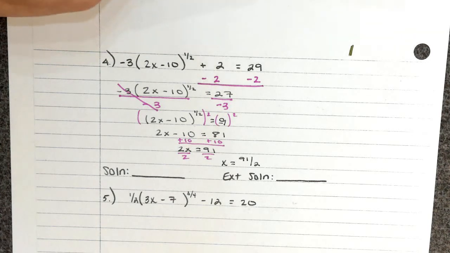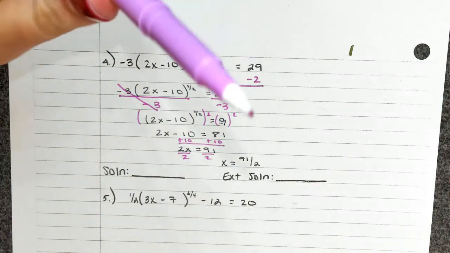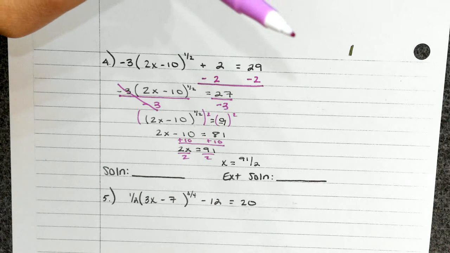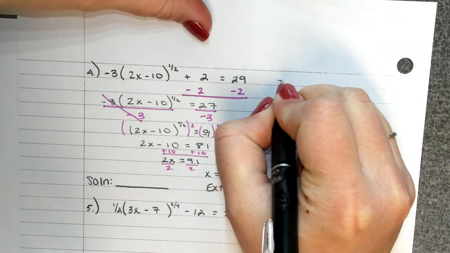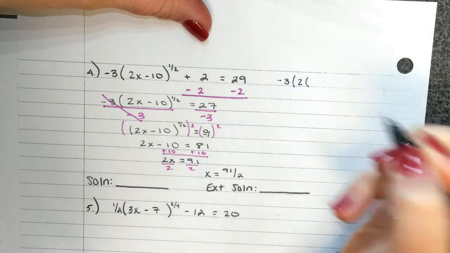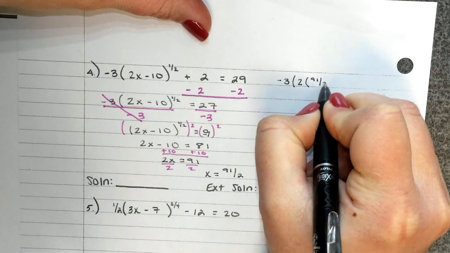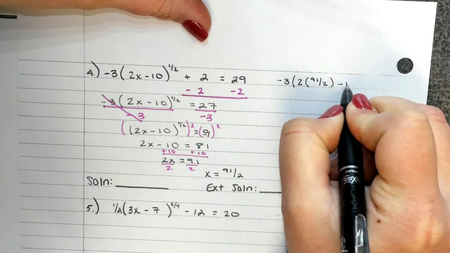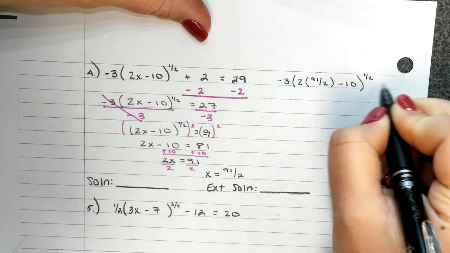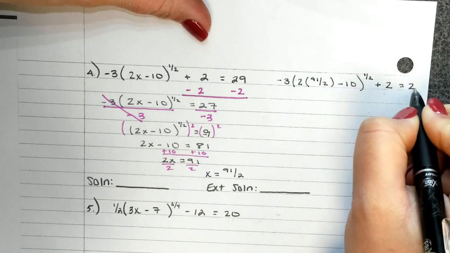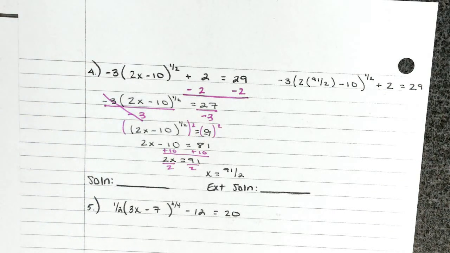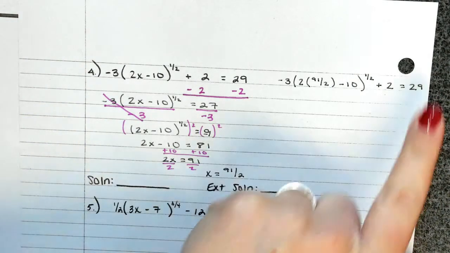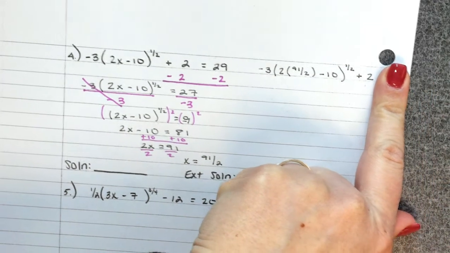Once I have what x is, what do I do from there, number 12? Plug it into the original equation. So we have negative 3 times 2x, which was supposed to be 91 over 2, so that's what we're checking, minus the 10 raised to the 1/2 power plus 2 is supposed to equal 29. Okay, that was plugged into my original. I'm going to pretend that my original doesn't have a right side.